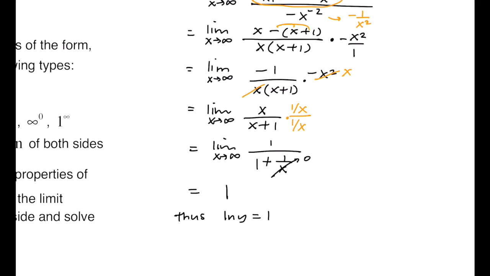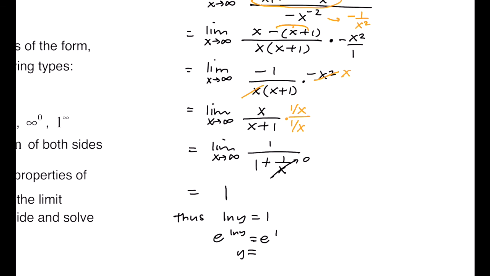Again, when we exponentiate using base e, we go e, and then we raise both sides into the exponents. These undo each other and you just get y equals e to the 1 or just e. And since the original limit was equal to y and y equals e, we can therefore conclude that this limit equals e. So that's our final answer.